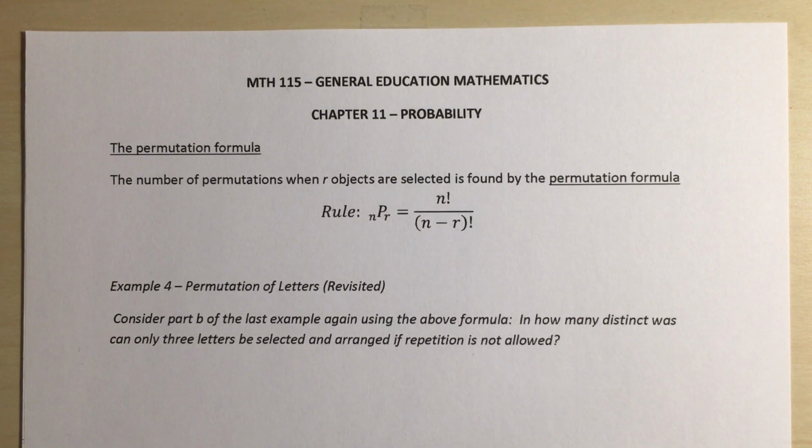Right, so the next thing that we're going to look at is our permutation formula. The number of permutations where our objects are selected is found by the permutation formula. So our notation, this nPr, is going to be notation that we're going to see. We're also going to have an nCr notation in the next section.